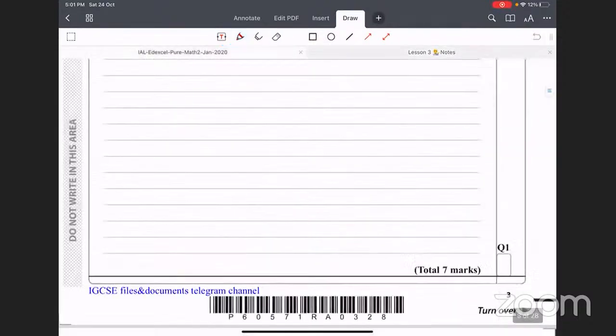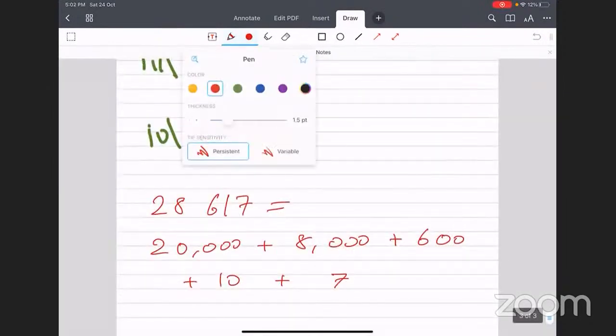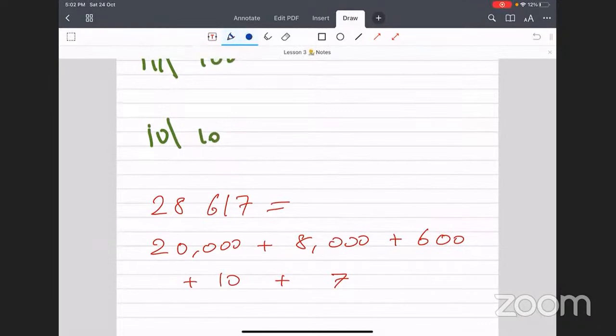So this is the 10,000. This is the 1,000. This is the 100. This is the 10. And the 7 is just the whole number, the ones.